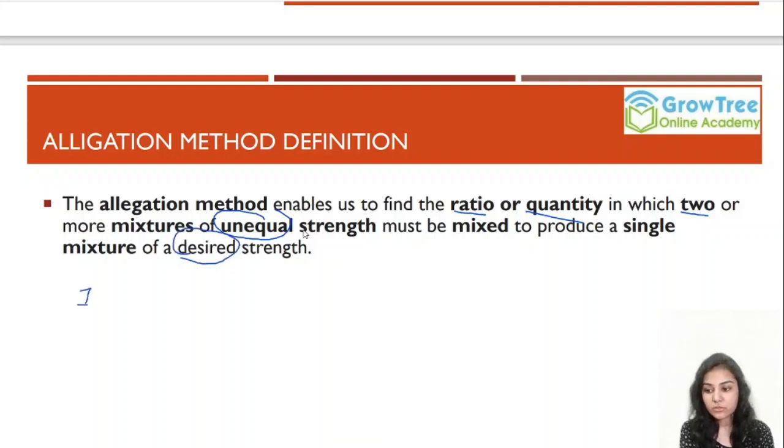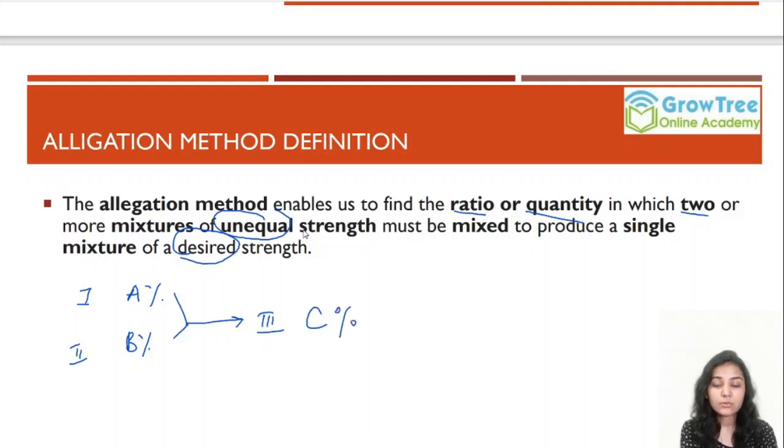Suppose we have two mixtures, 1 and 2, and their strength are A% and B%. Now by combining these two mixtures, we have to make another mixture, that is the third one, with the concentration C%. So alligation method would help us to find how much parts or how much quantity of A% and B% is required to make C% concentration solution.